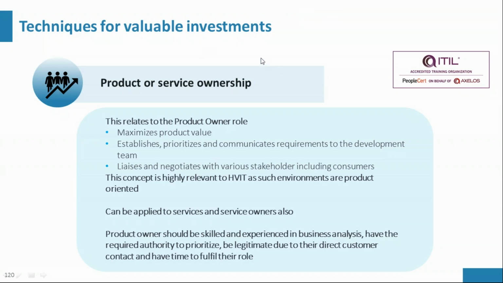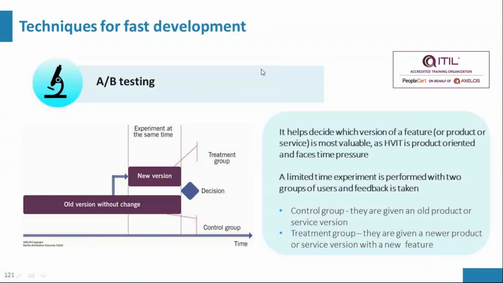So that's about product or service ownership, which makes the investment worthwhile because of their close connection with customers. Another one is A/B testing, A or B testing. It helps decide which version of a feature or product or service is most valuable, as HVIT is product oriented and faces time pressure.